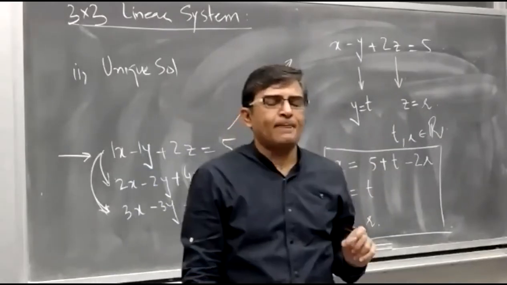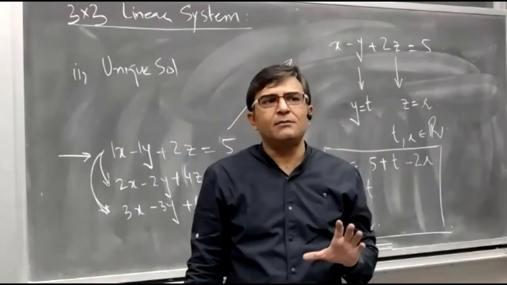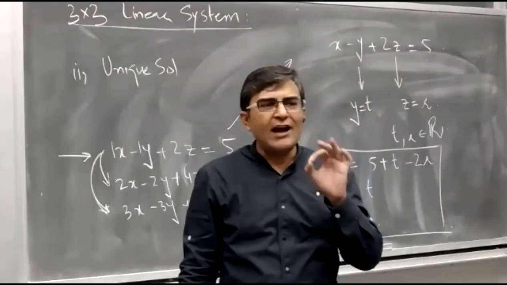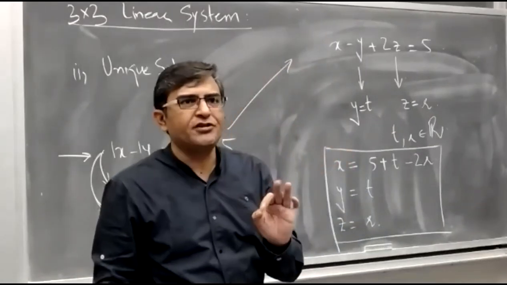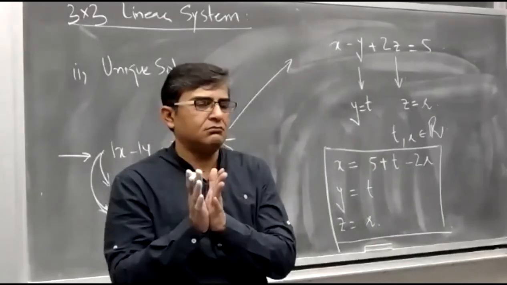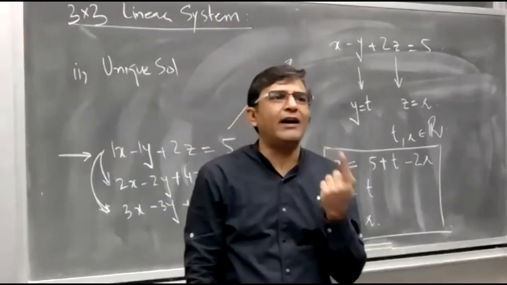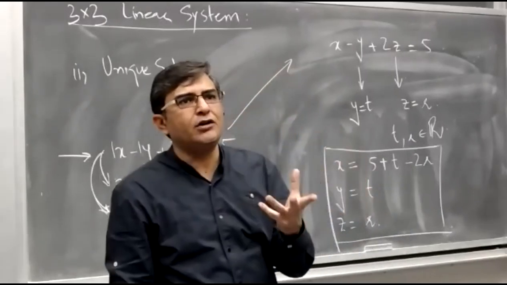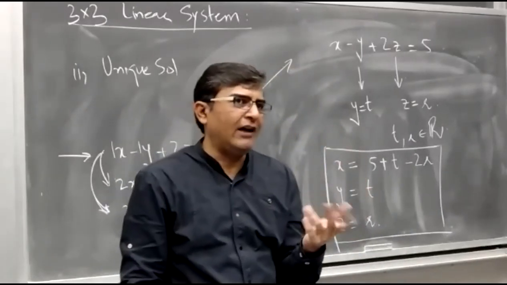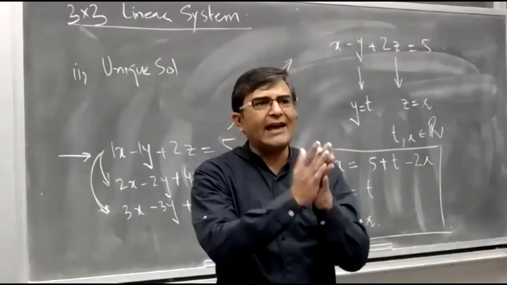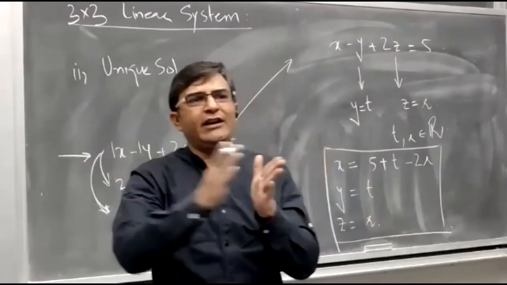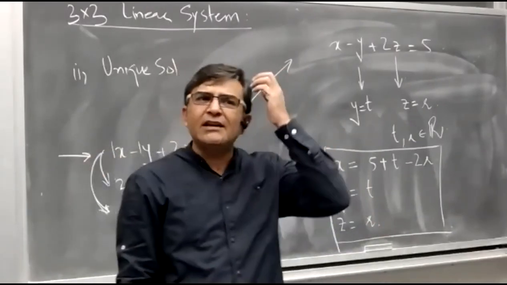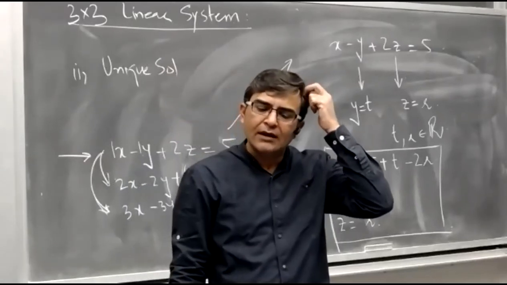Remember that in a linear system, if we have one equation and three unknowns, we can only find the value of one unknown. For two equations and two unknowns, we can find the values of two unknowns. If you have one equation and more than one variable, then you can only find the value of one variable. Okay.